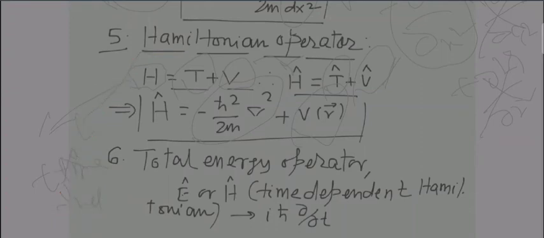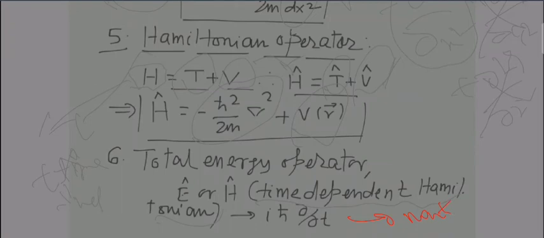But when we specifically specify that it is a time dependent Hamiltonian, then it will be the total energy operator. Only Hamiltonian means it is time independent for sure. But when it is specified as a time dependent Hamiltonian, that means it is the total energy operator, and the system is not conservative over here.